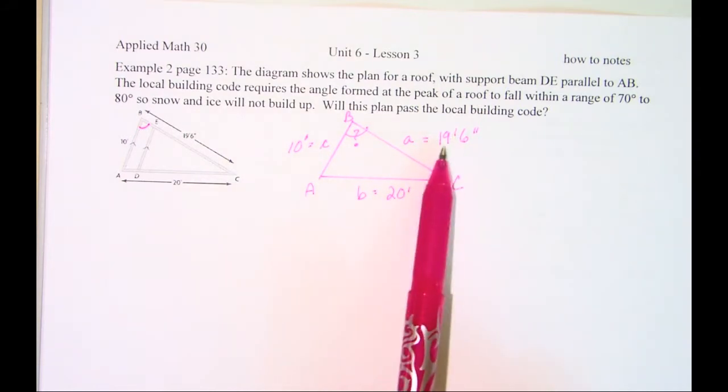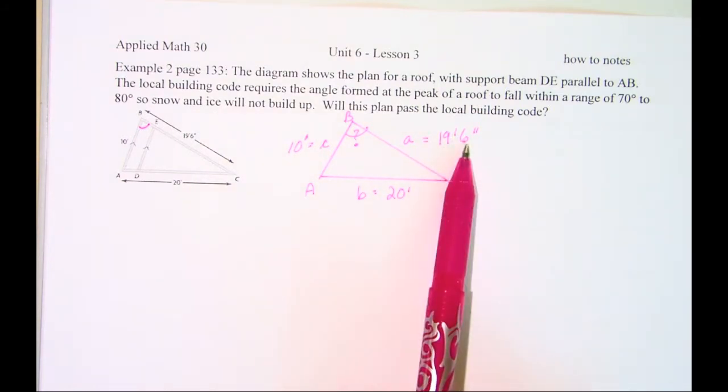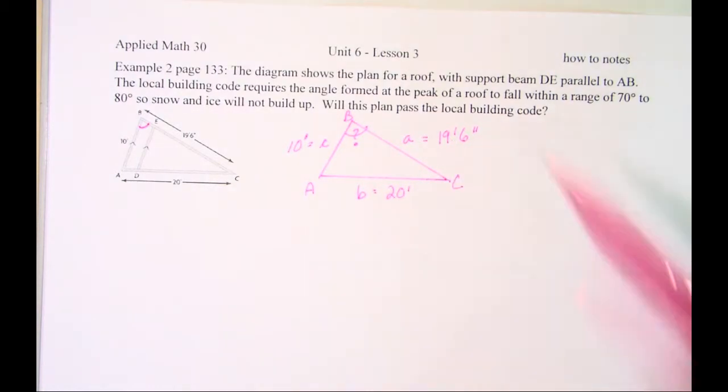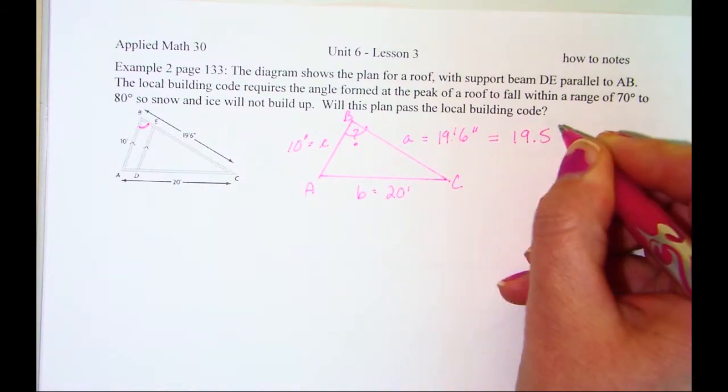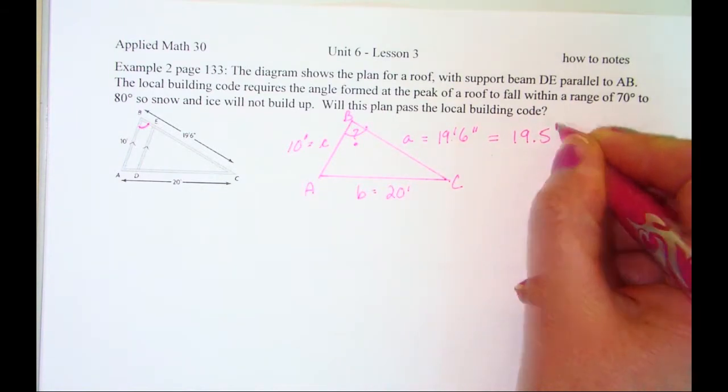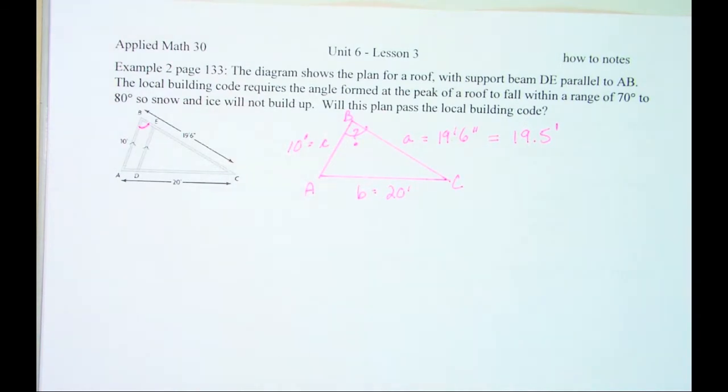So, what is 6 inches in a foot? How much of a foot is it? There's 12 inches in a foot. So 6 is 0.5, right. So in order to write this in feet, you write 19.5 feet. So you just want to have everything in the same units before you start. Otherwise you're not going to get the right answer.